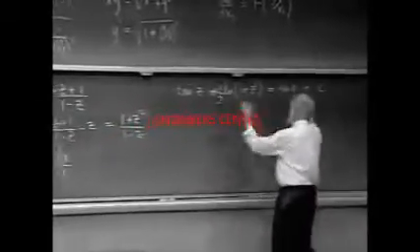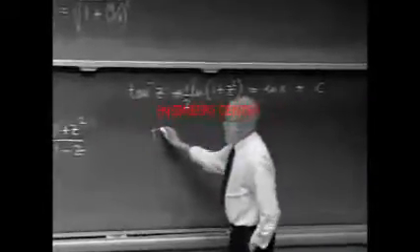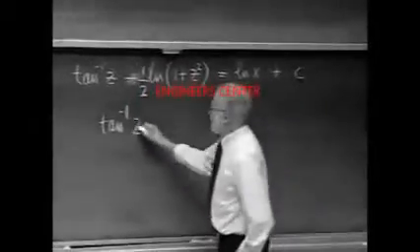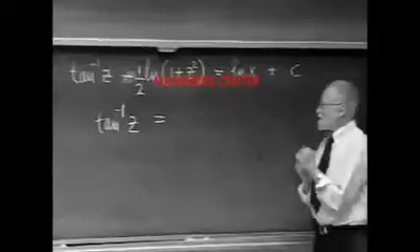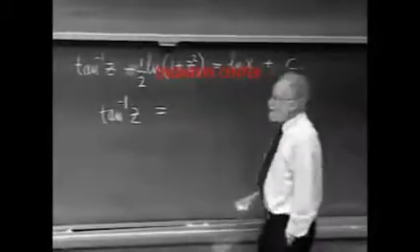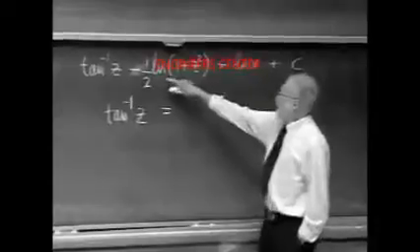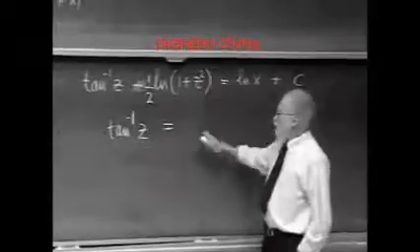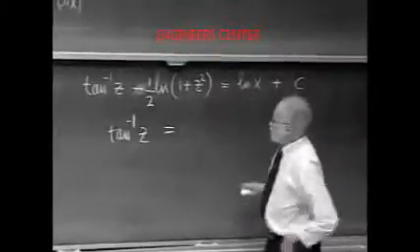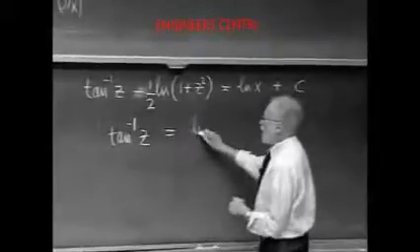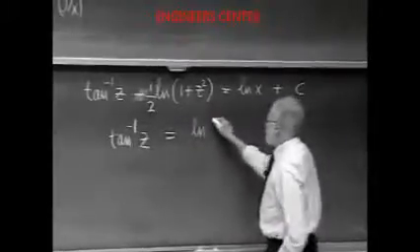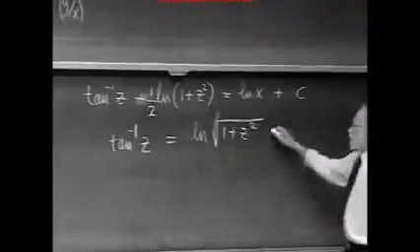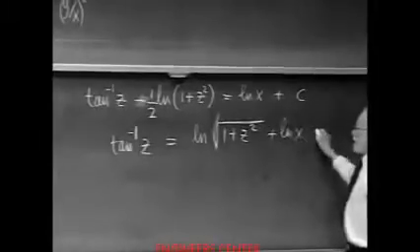And now what? Well, let's now fool around with it a little bit. I'm going to do two steps simultaneously. I'm going to change this, use as many laws of logarithms as possible. I'm going to put this in the exponent and put this on the other side. That's going to turn it into the arctangent of z equals the log of the square root of 1 plus z squared, plus the log of x plus c.